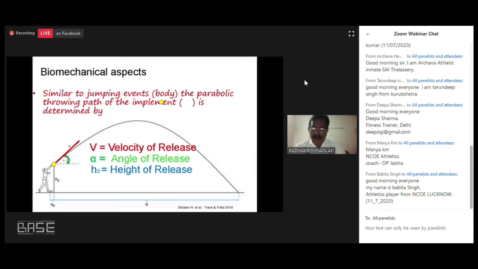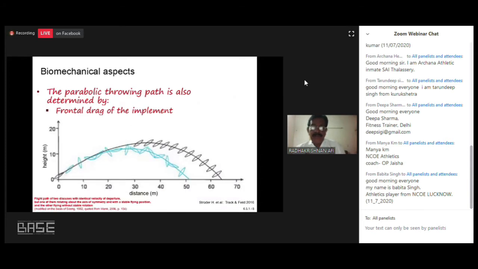But from my experience and from the biomechanical aspects, the velocity of release is the main factor which decides the parabolic path of the implement, that means the distance of the implement. There are some other biomechanical aspects that also affect throws. That is the frontal drag of the implement, and also the rear drag. That normally happens because of the headwind and the tailwind.